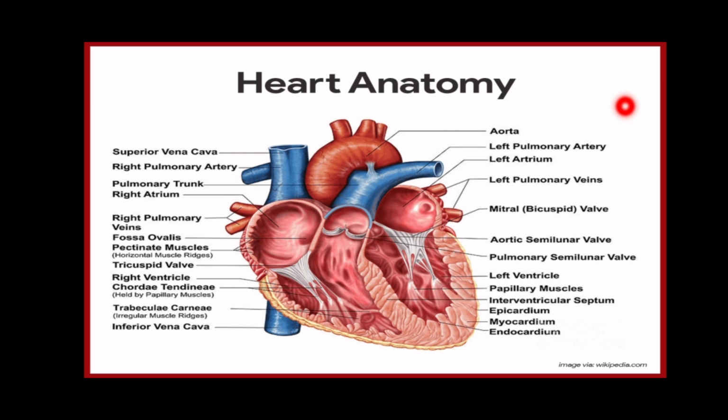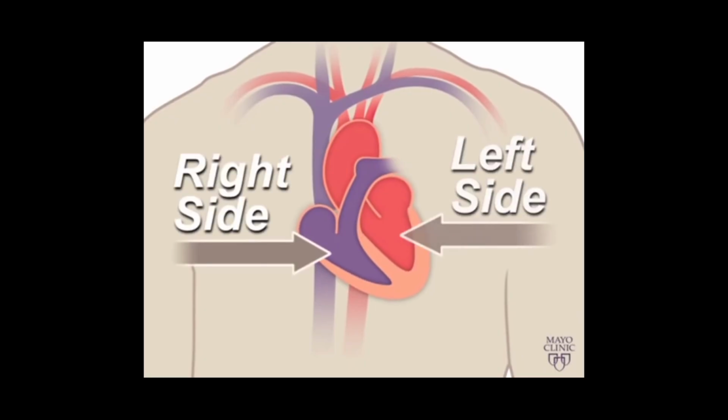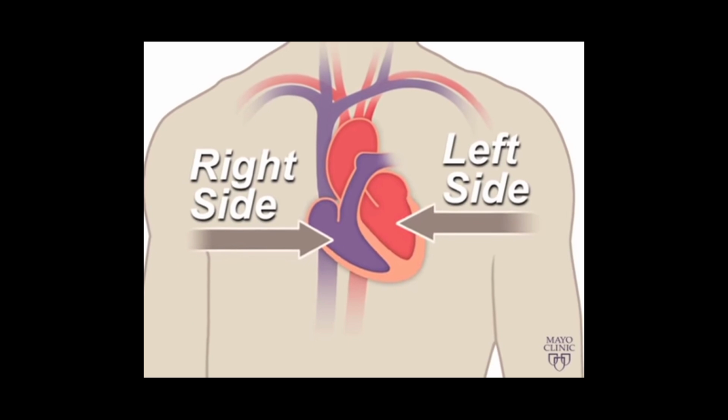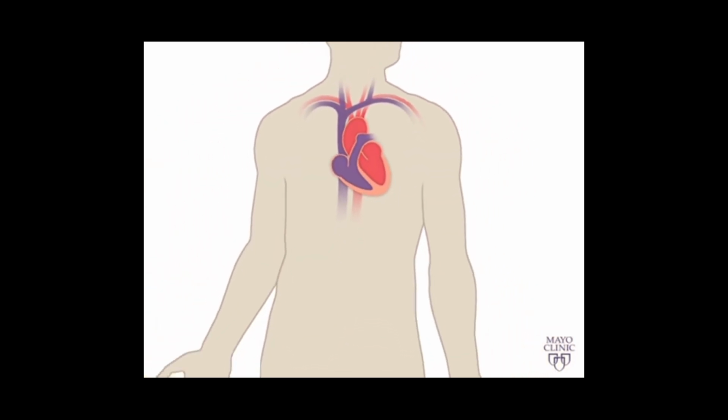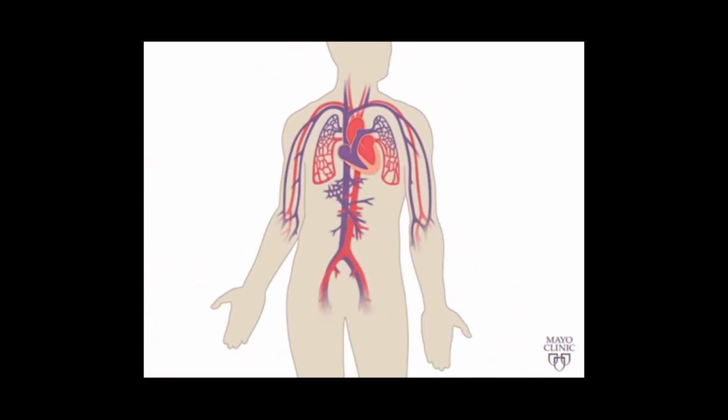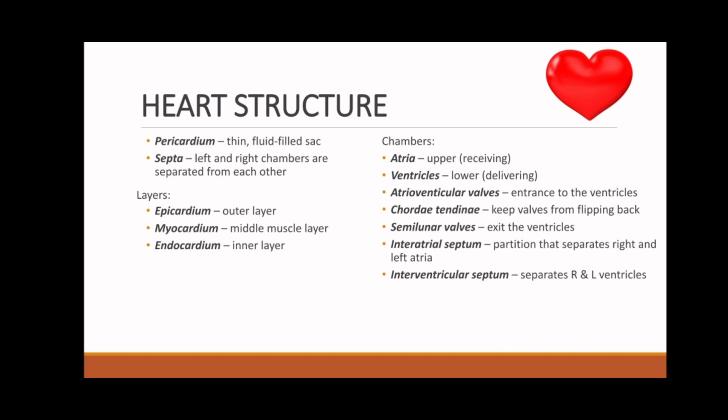The heart has two sides, a right and a left. Each side has two chambers, an upper and a lower. One-way valves between the chambers help prevent the backflow of blood and keep it flowing through the heart in the right direction. The right and left chambers are separated from each other by partitions called septa.